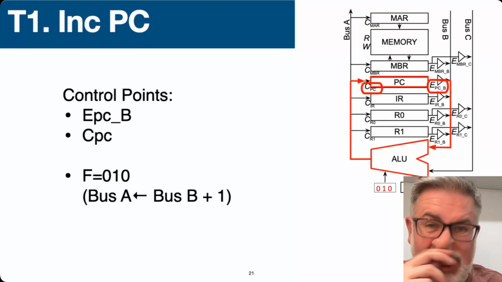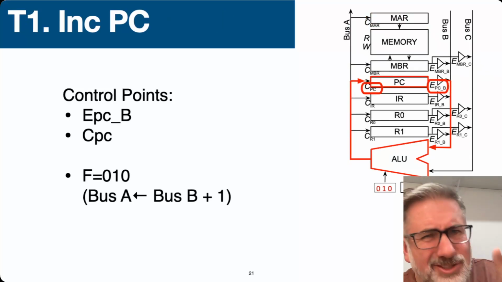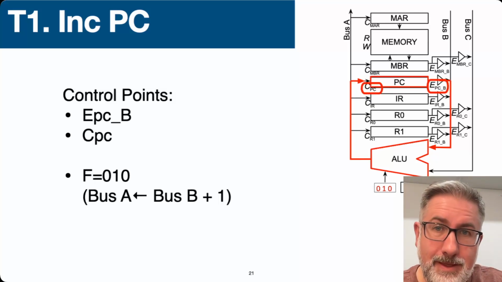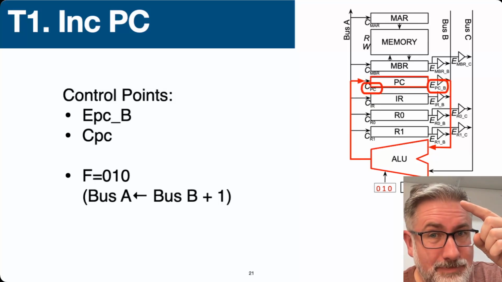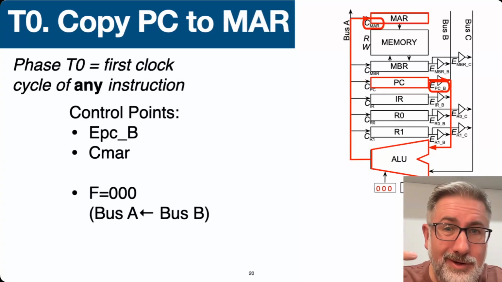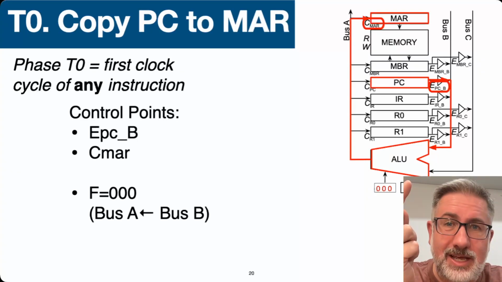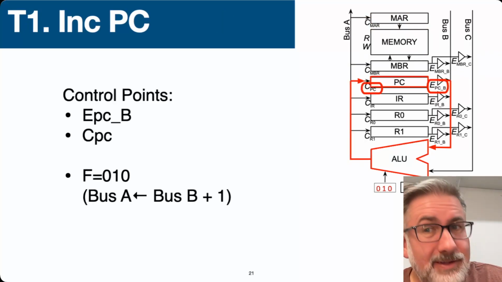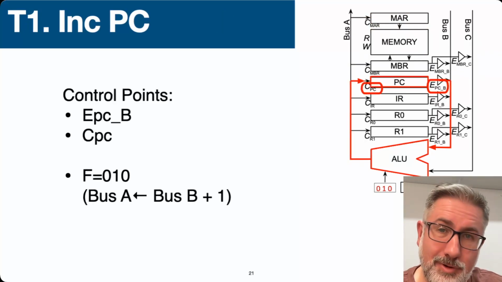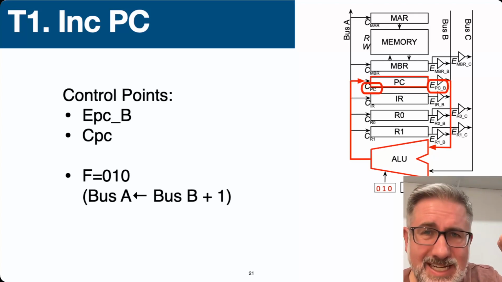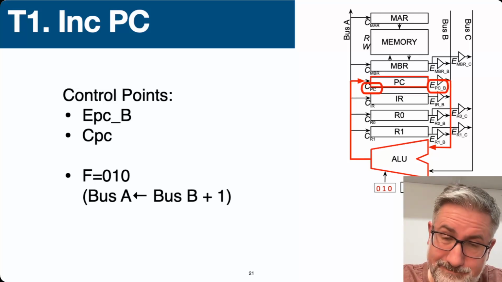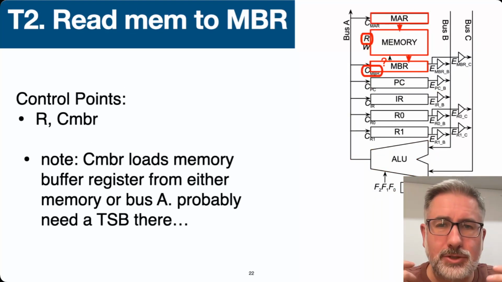But before memory does its thing, we're going to increment the program counter. These could happen at the same time, but we'll get there. So we're going to increment the program counter. We enable the program counter onto bus B, which is the same as we did before, right? So that same value is at the ALU. We're going to tell the ALU to add 1, and then we're going to clock it back into the program counter. No problems. That's the second thing we have to do, so that the program counter is ready for the next instruction. Then we're going to tell the memory to do its thing.